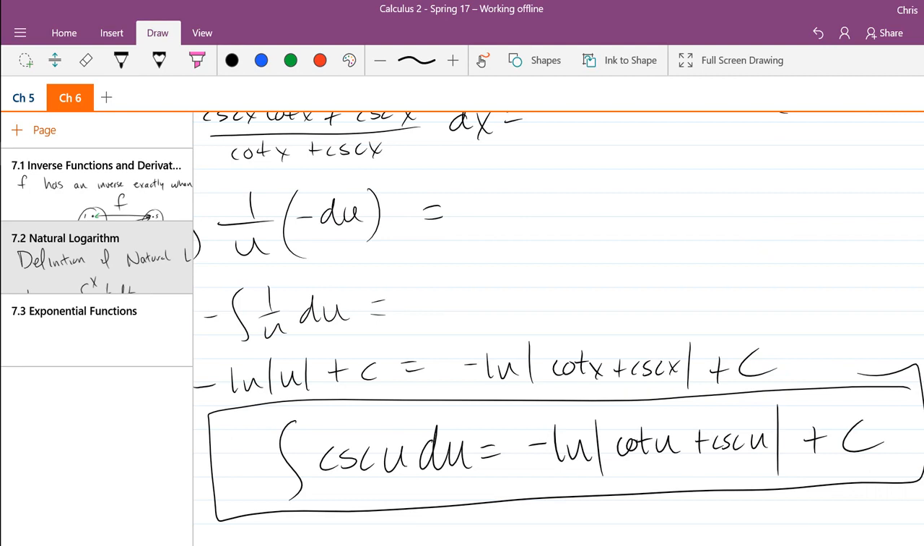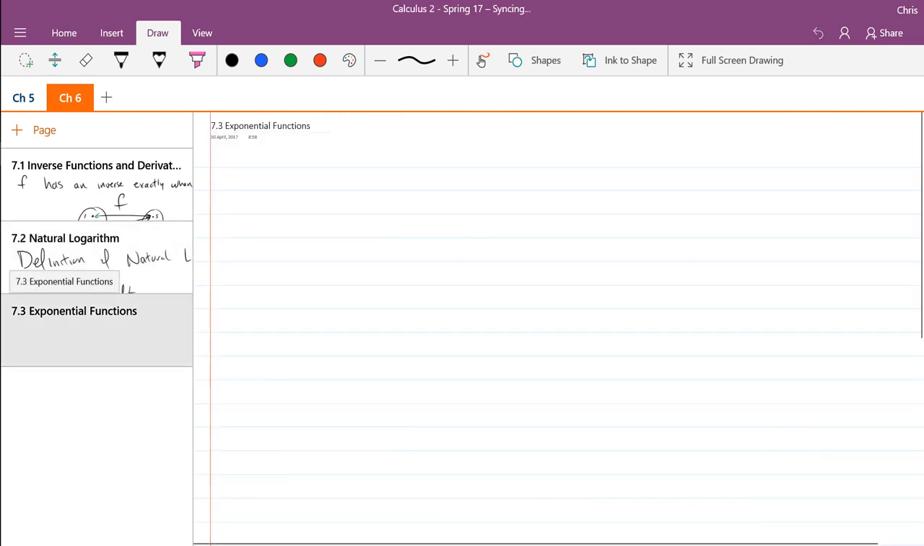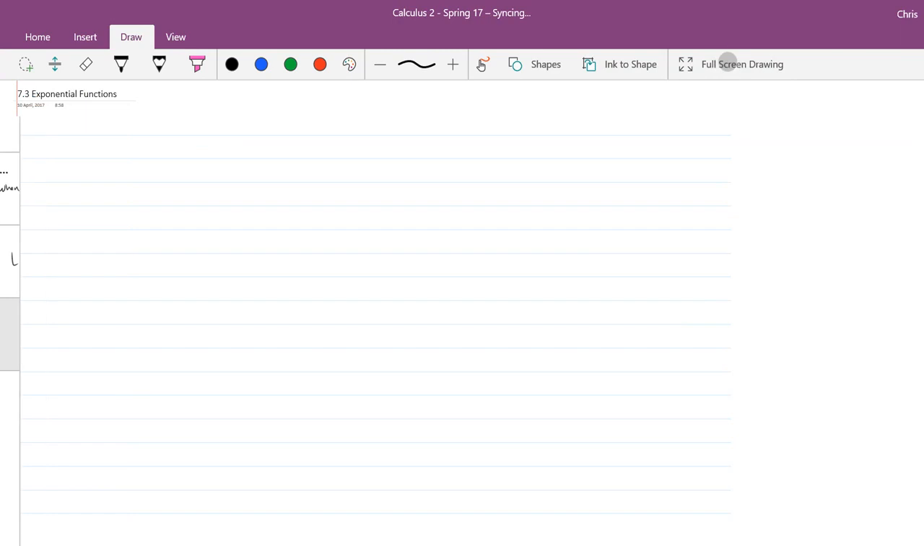So it's a little strange that we're doing the antiderivative of some trig functions in the natural log section. But it turns out that's the only way you can actually get these antiderivatives, because they turn into 1 over u's at some point, and then the only way to integrate that is with the natural log. So that's the end of logarithms. We're going to go to exponentials.